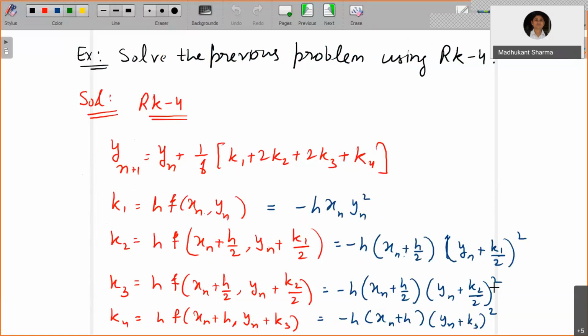if f is not in a complicated form to differentiate. Okay, so we are going to solve the previous problem using RK4 now.